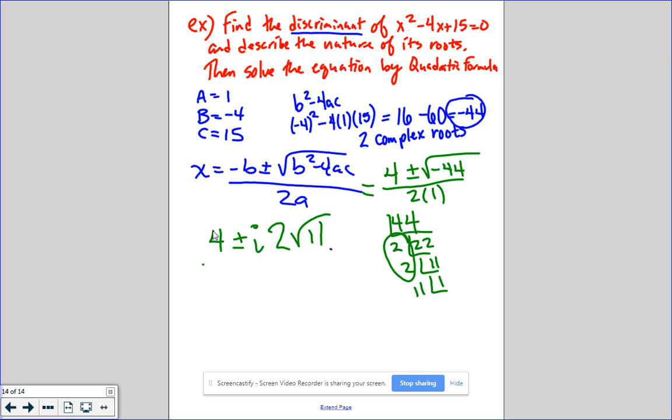And then that's all over 2 times 1. Can we simplify more? Yes.